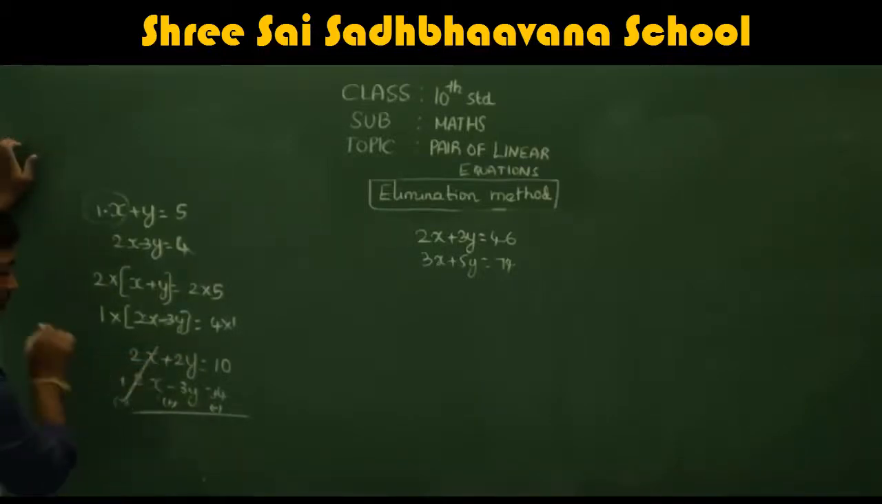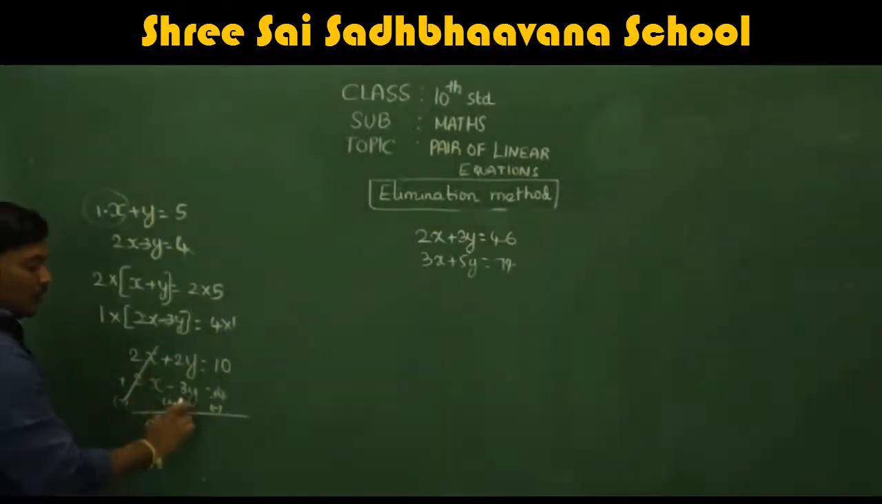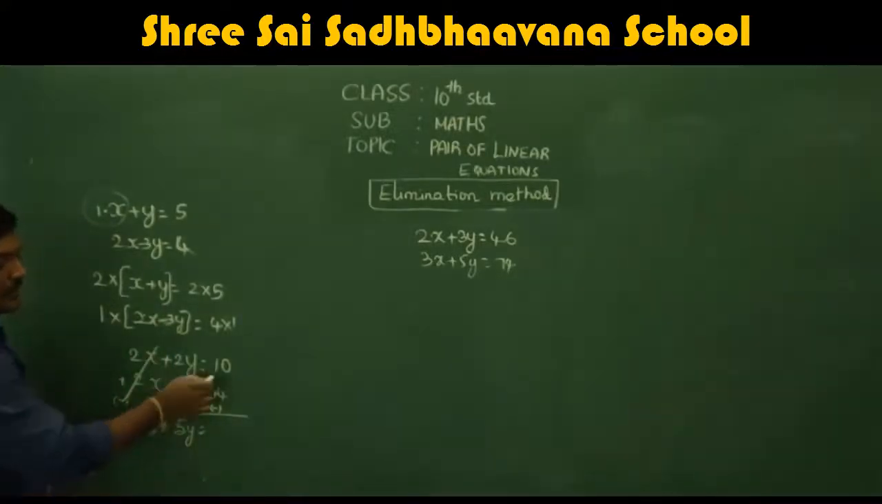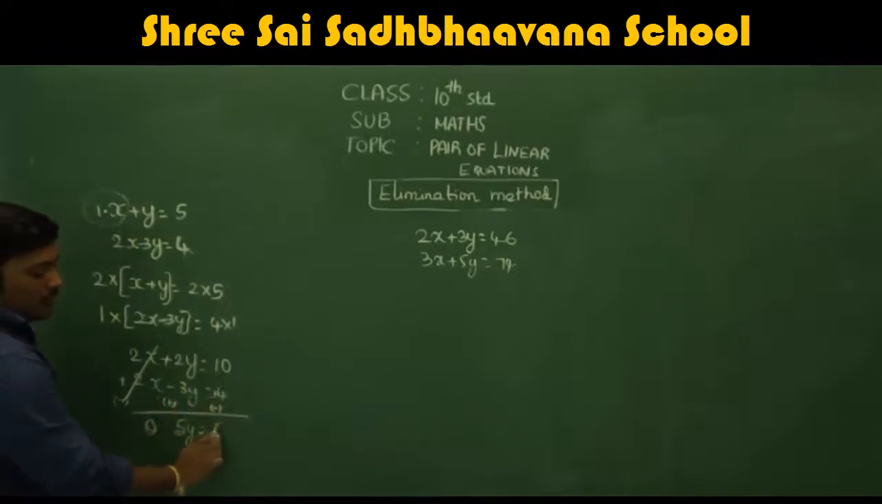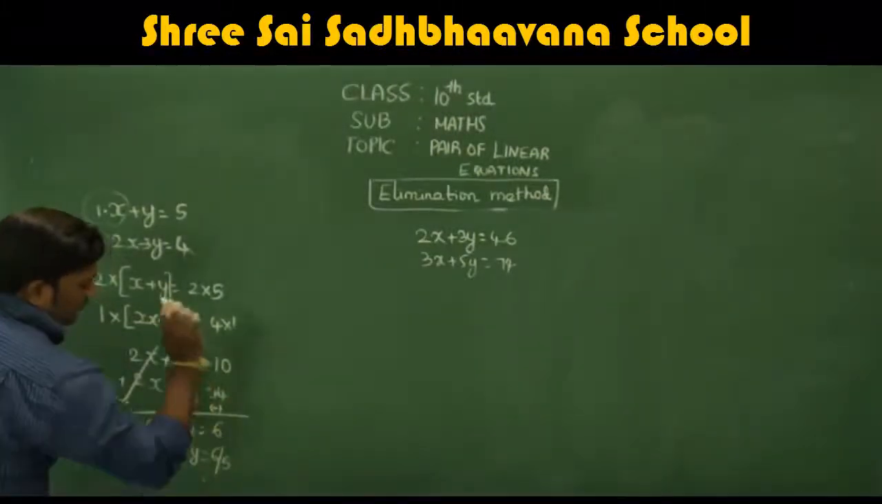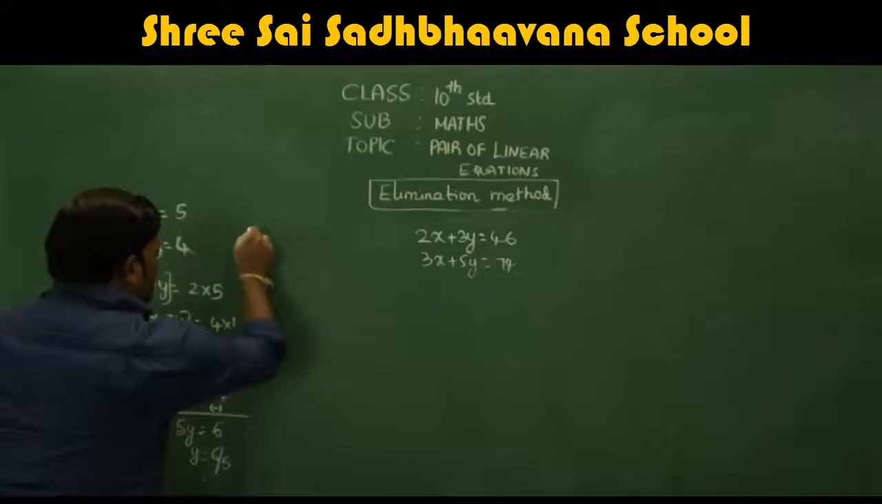So when you subtract, 2x minus 2x will be 0. Next, 2y, and you do not consider minus 3y. You should consider the new sign which is plus. So 2y plus 3y will be 5y. And here again, you will not consider plus 4, consider minus 4. So 10 minus 4 is 6. So what is the y value? 6 by 5. This 5 is multiplying, so it will divide when it goes to the other side.